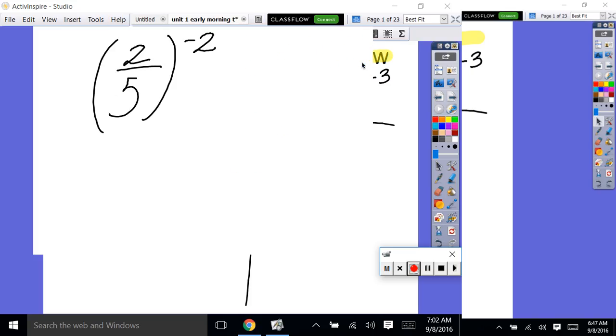Okay, look at this one, guys. We had 2 divided by 5 raised to the negative 2. There's one like this. Let's just use our calculator. Parentheses, 2 divided by 5. Close your parentheses. Raised to the negative 2. You get a decimal. We change it back to a fraction.